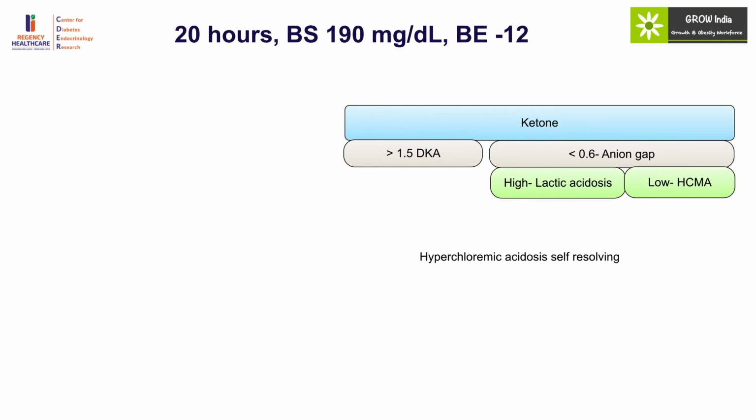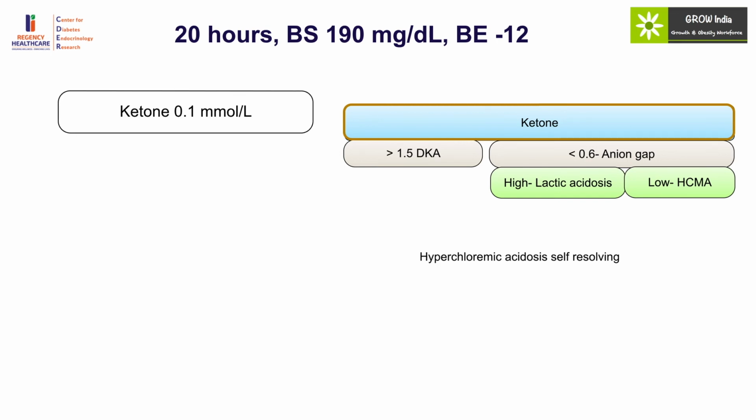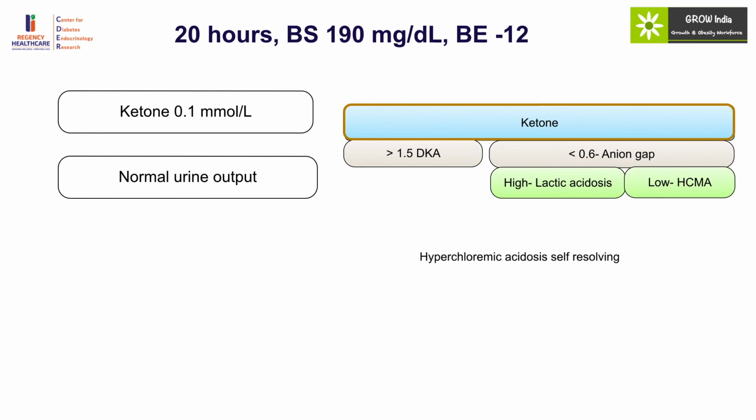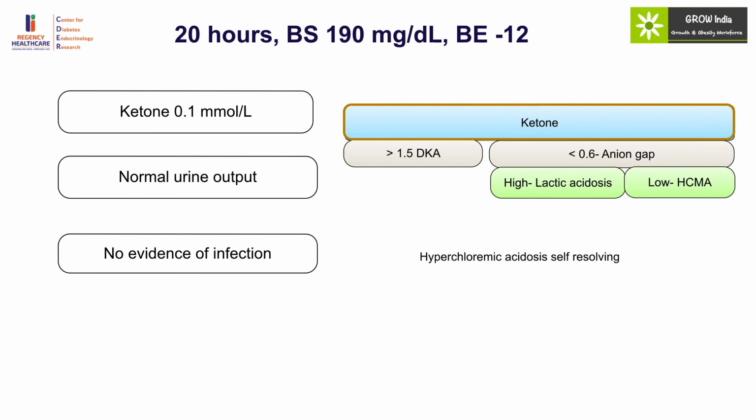Whether it could be persistent ketoacidosis, some other cause like renal failure or lactic acidosis, or finally, is it hyperchloremic metabolic acidosis because of excessive sodium chloride being given? So we need to look at ketone levels, which were low. In the setting of low ketones, normal urine output, no evidence of infection, and a hemodynamically stable child, it's unlikely to be persisting DKA or a lactic acidosis.